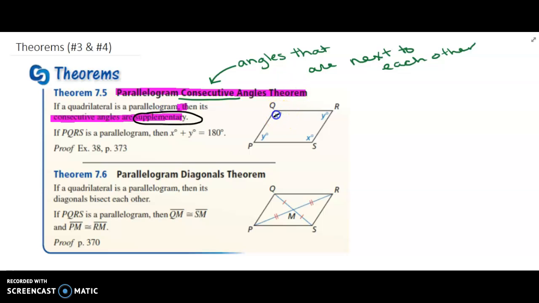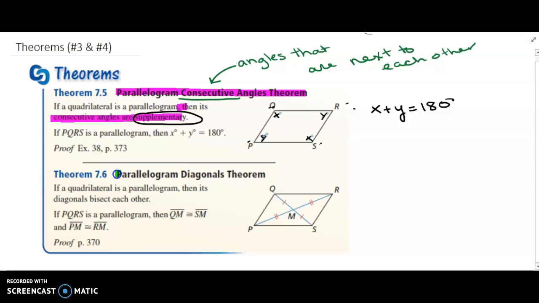So notice opposite angles are congruent. So I have x, x, y, and y. But then consecutive angles are supplementary, so I could say any x plus y equals 180, okay? And that could be Q and P. It could be Q and R. It could be R and S, S and P. Any two angles that are side by side in a parallelogram, they will add up to 180.